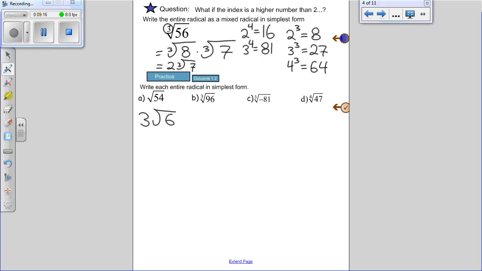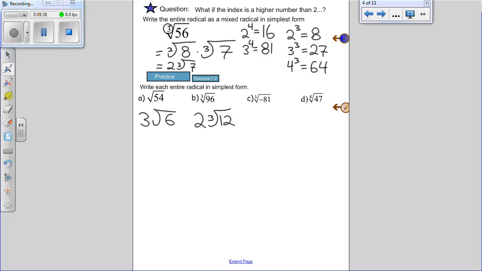Part B. I'm going to do C as a group because I think we still could use a little refresher. But B, what did you get for an answer, Ty? 2 cube root 12. Anybody get anything else? C, we'll do together because it's got a trick to it, it's got the negatives.